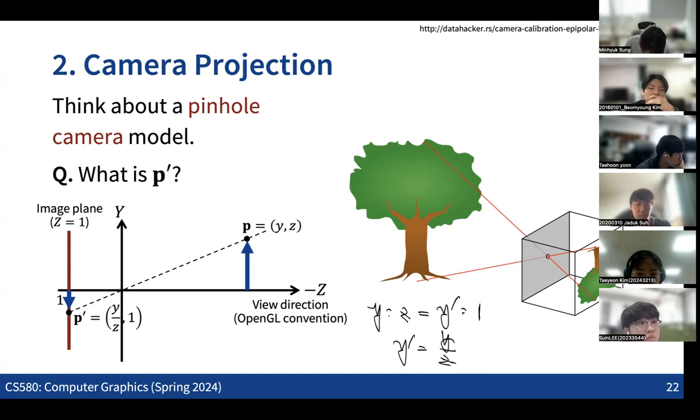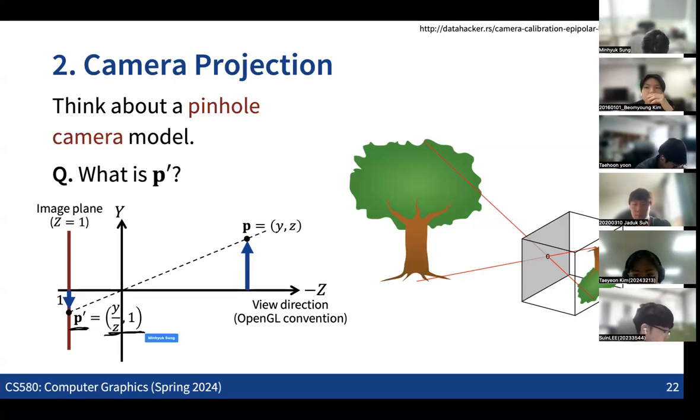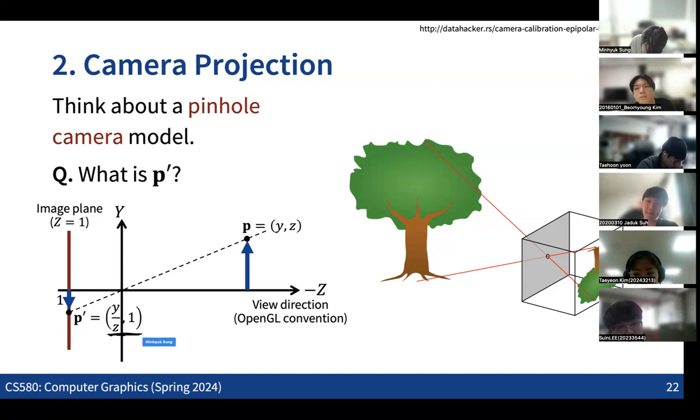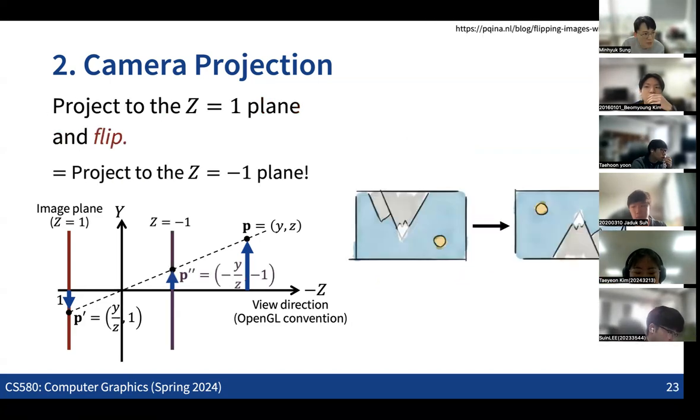So we basically have the point P prime, which has these coordinates. That means the projection is the step where we calculate the converted coordinates from the given y and z. But the problem is that if we do this kind of projection, we get an upside-down, flipped image. So we want to flip again to get the correct image like this.